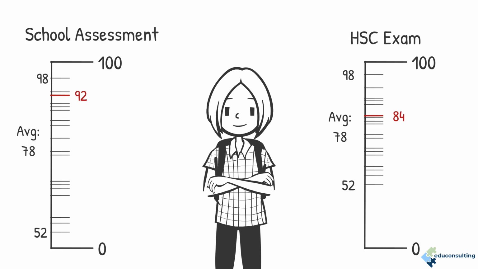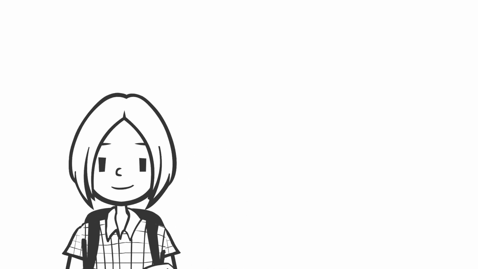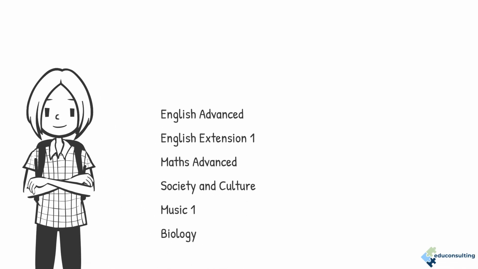So to get a final HSC mark, all they do is they take Mary's exam mark and the assessment mark and find the average of the two. So her final HSC mark for English Advanced was 88. So Mary now has an HSC score for each one of her HSC subjects.